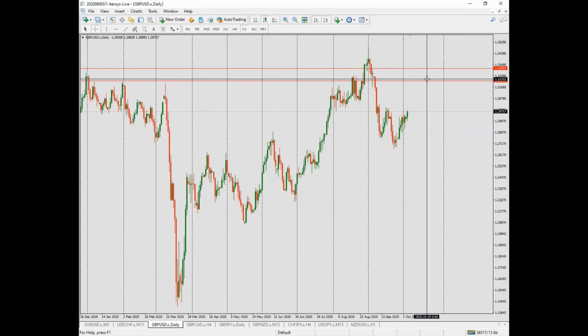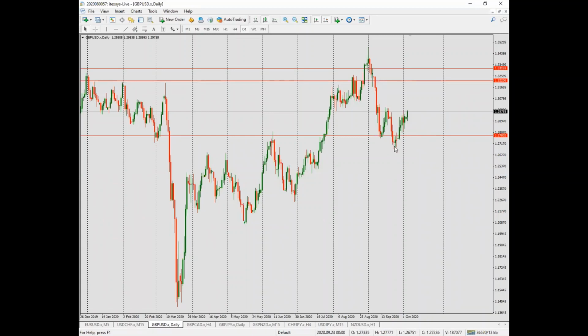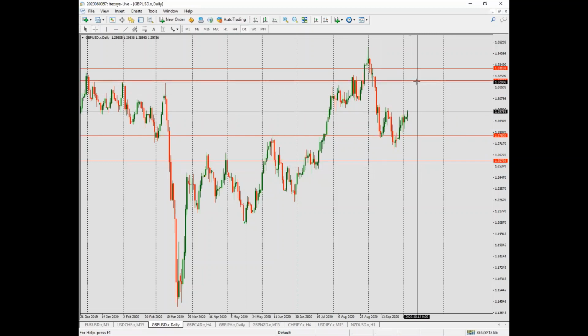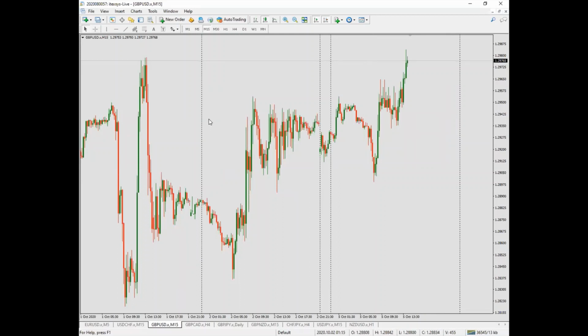We can sell here, and the first target can be this last low that the price created, and this is B, that can be the final target. This seems like a demand level. If the price reaches that level, I will be more than satisfied. So that's the potential, that's the risk. Okay, let's roll down to the 15-minute chart.